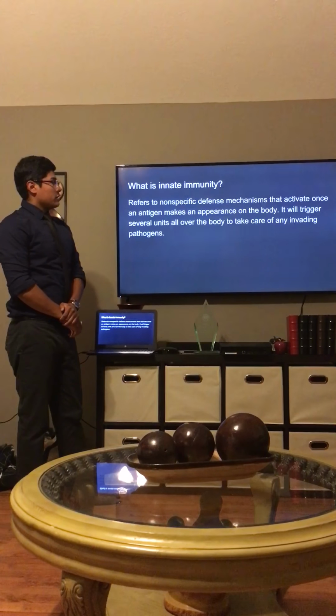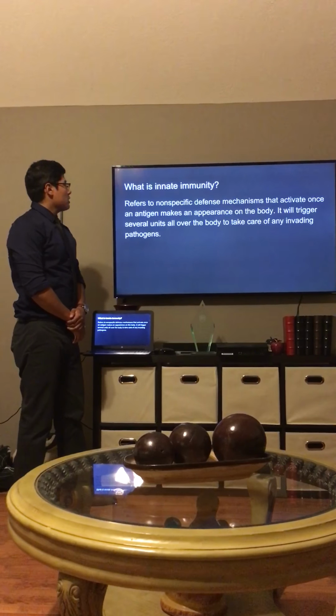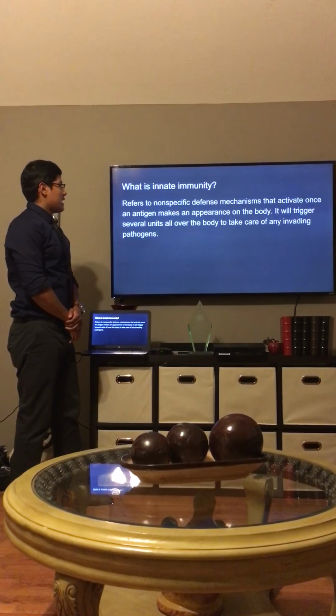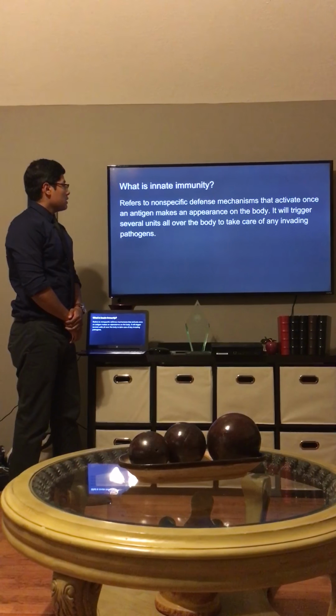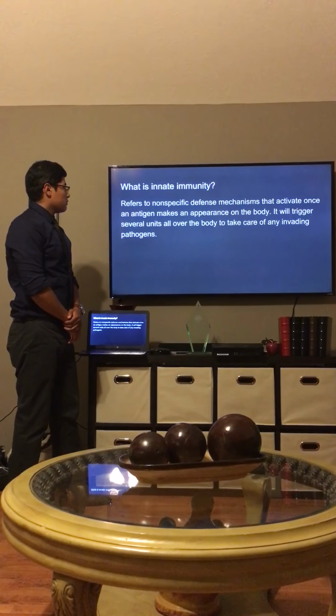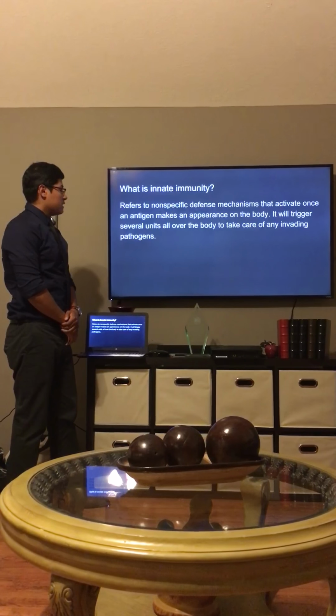What is innate immunity? It refers to non-specific defense mechanisms that activate once an antigen makes an appearance on the body. It will trigger several units all over the body to take care of any invading pathogens.